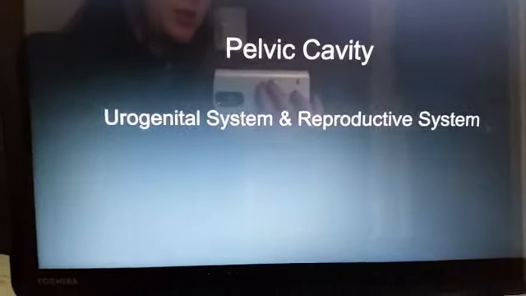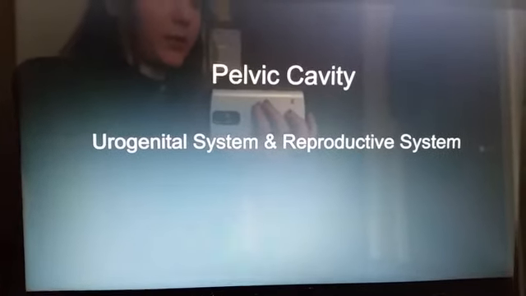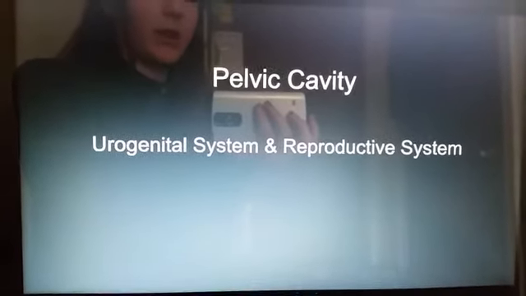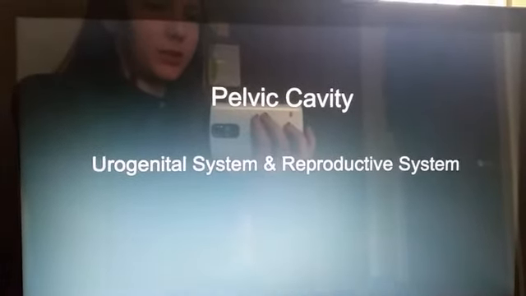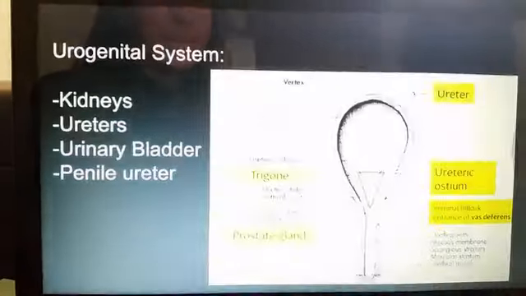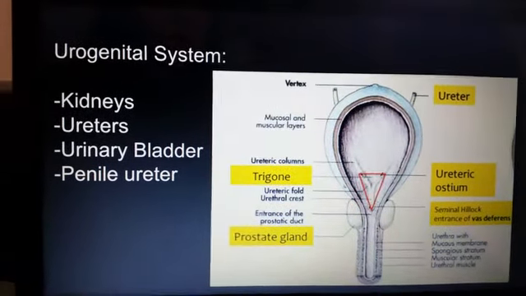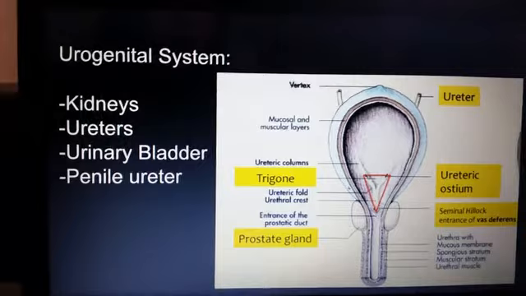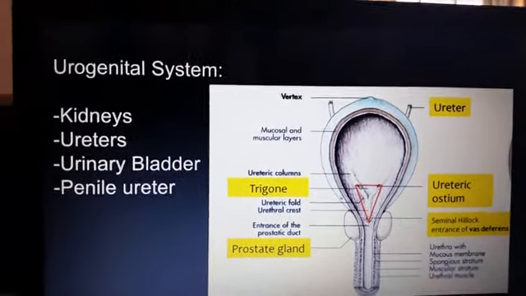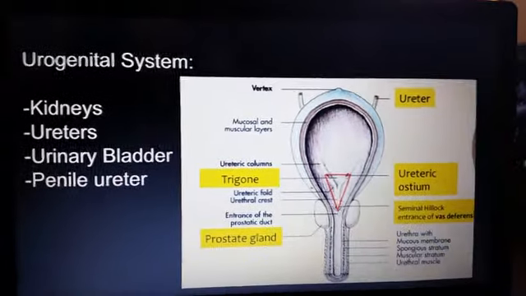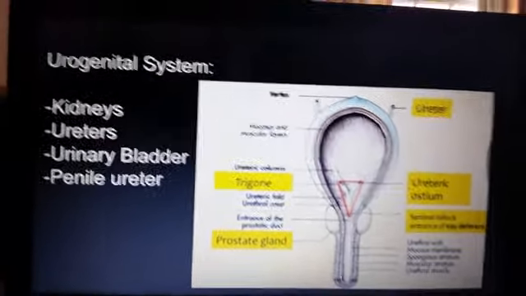That about sums up the digestive system, so next we will look at the lower aspects of the abdominal cavity and into the pelvic cavity, which will involve elements of the urogenital system and the reproductive system. The urogenital system is composed of the kidneys, the ureters, the urinary bladder, the urethra, and the penile urethra. The urogenital system is important for the filtration of blood and the formation of urine.